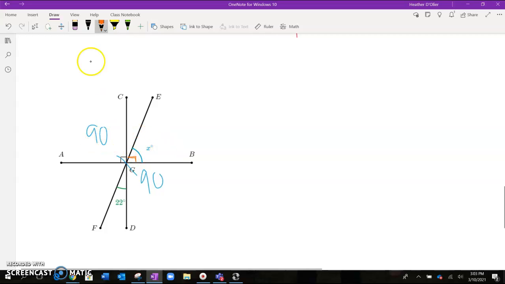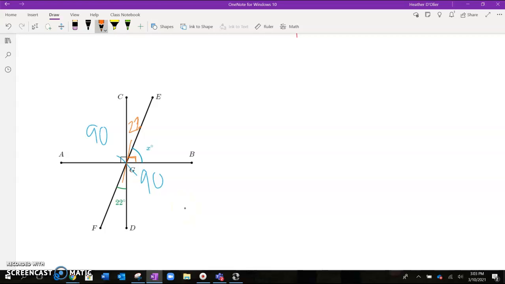But I still don't have enough information. I need to know this piece. And wait a second, I have another piece here. Is that a vertical angle? It is right there. This angle is 22. Okay, it's 22. I have a 90. I know that these two, this 22 and this x, they add up to 90. This is a complementary set.